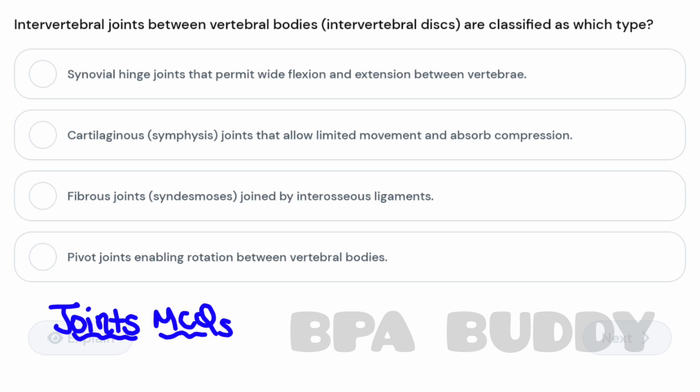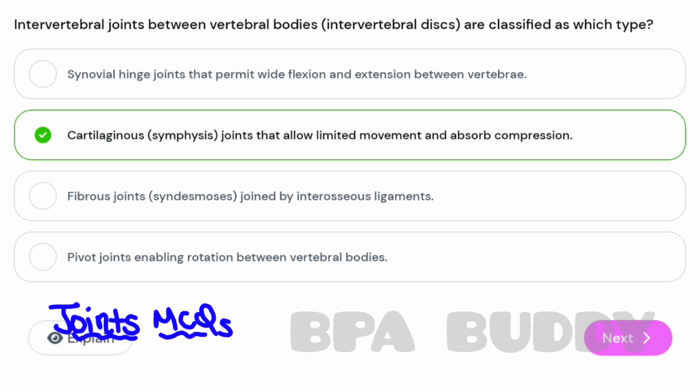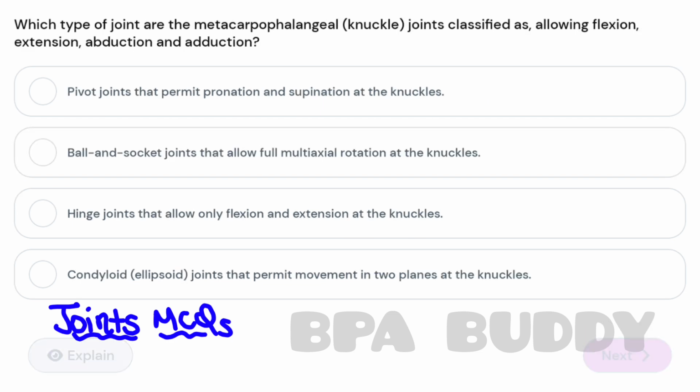Intervertebral joints between vertebral bodies, which is intervertebral discs, are classified as which type? They are classified as cartilaginous joints. They allow limited movement and absorb compression. They provide the cushioning and limited flexibility of the spinal column.